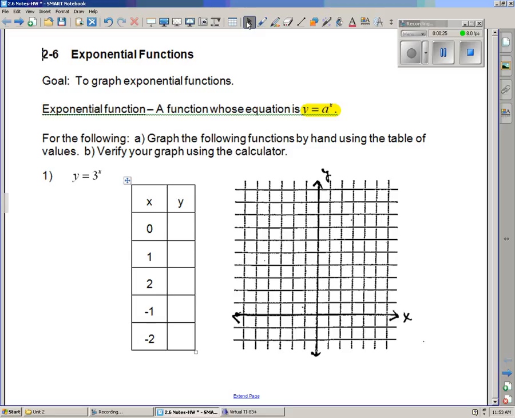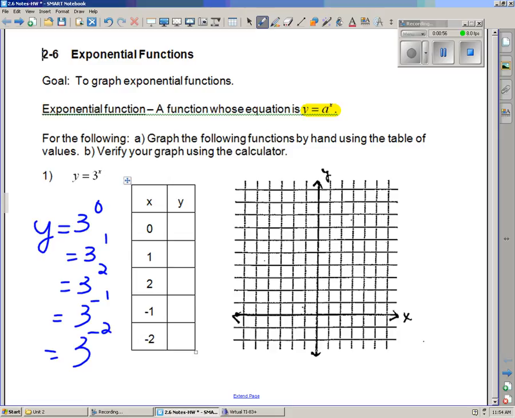So what we need to do is graph the following functions by hand using a table of values, and we're going to be able to verify the graphs by using the calculator. We'll do everything by hand first, but then I'll pull up the graphing calculator later. Every time you see an x value, 0, 1, 2, -1, -2, you're just going to plug it into the equation: y equals 3 to the 0, 3 to the 1, 3 to the 2, 3 to the -1, 3 to the -2. And you should be fine here.